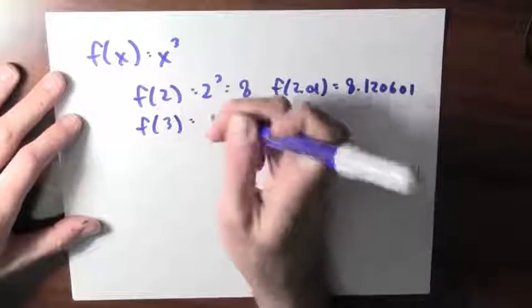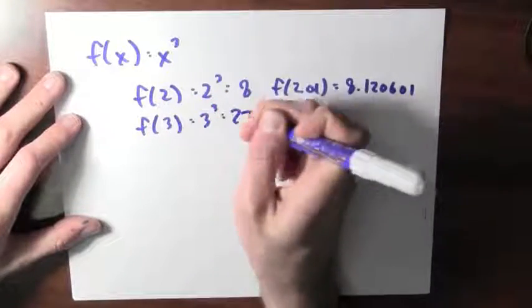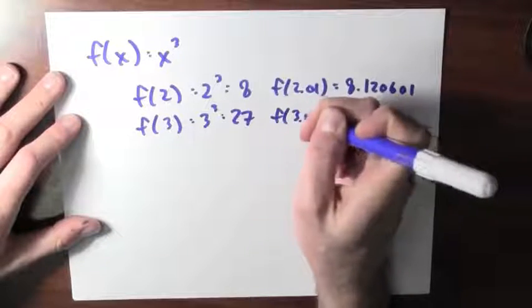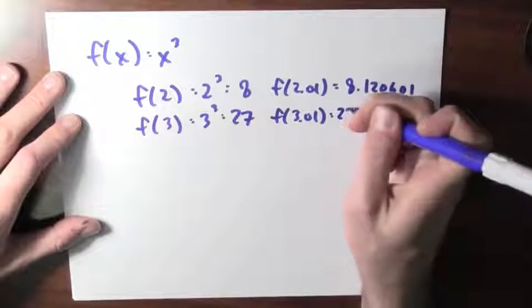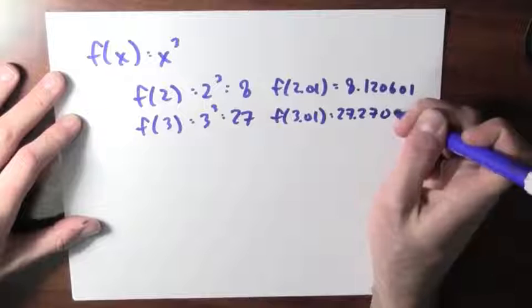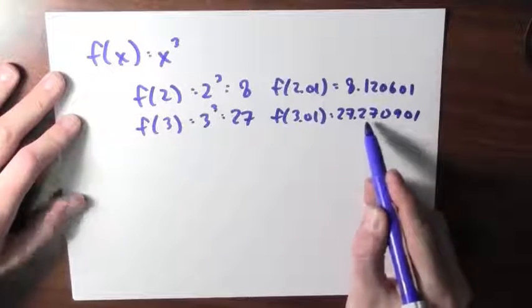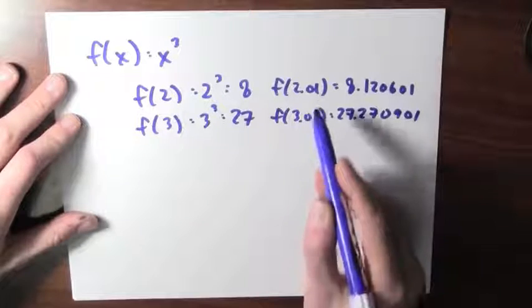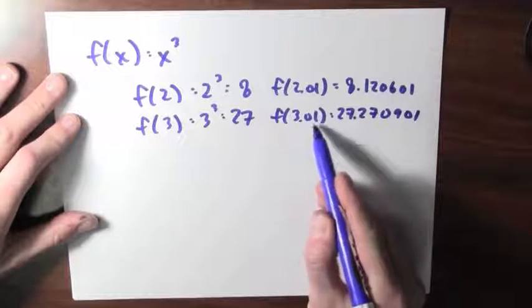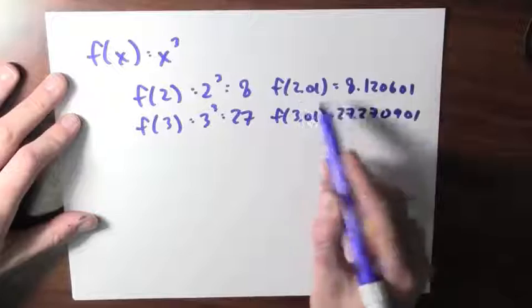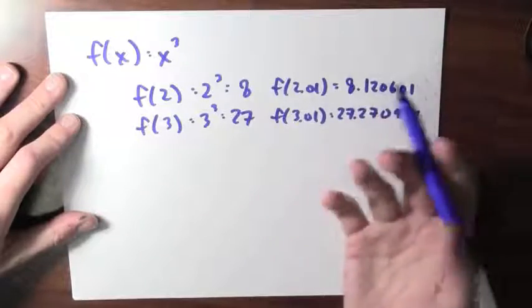Now think about f of 3, which is 3 cubed, which is 27. F of 3.01 is 27.270901. So the input change of 0.01 was magnified by about 27 times as much. Right? This input change and this input change were magnified by different amounts. You shouldn't be too surprised by that, right?